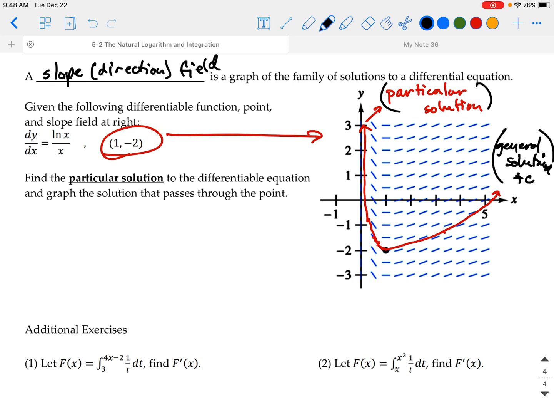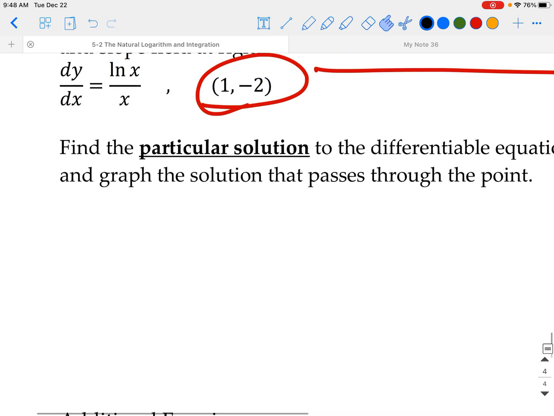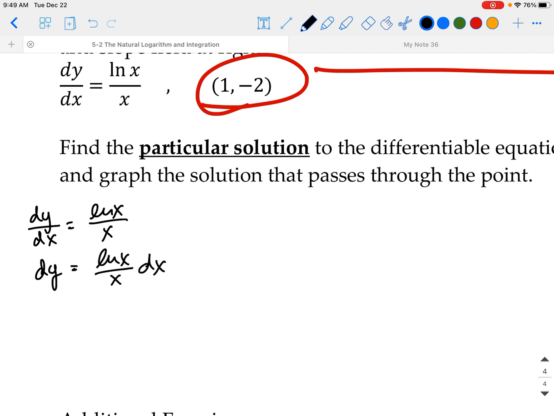So it says, find the particular solution to our differential equation and graph the solution that passes through the point. So we've already graphed our solution, but let's look at what our algebraic solution would look like to our differential equation here. So we would separate variables so that the x's are with dx on the right-hand side, and then we can integrate. So on the left, we'll have y. ln of x over x, note we've worked out earlier something similar, but this would be a quick u sub example. So u would be ln of x, du would be 1 over x dx. And then we can substitute in there.